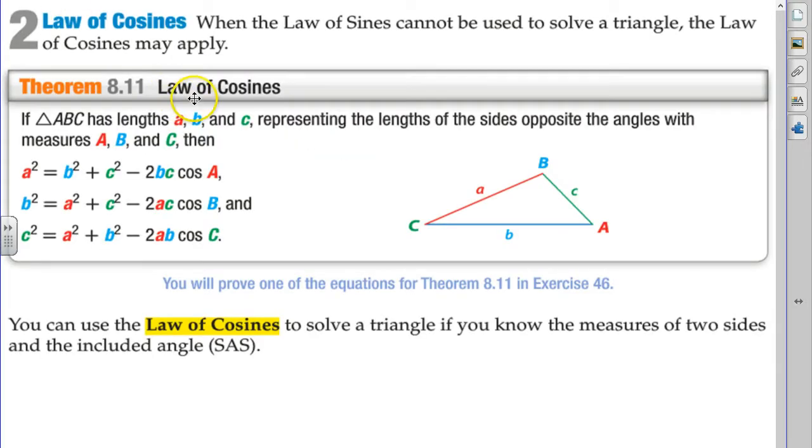Law of cosines. Now, the law of cosines, again, works with non-right triangles. These actually do work with right triangles as well, but it's easier to use SOHCAHTOA. It says when the law of sines cannot be used, the law of cosines may apply. It doesn't really work like that. You just use one or the other. And the law of cosines works, and this is part of the things you have to jot down, when you know two sides and the included angle. So we're talking about the measures of two sides and the included angle. That was side-angle-side earlier on in the year.